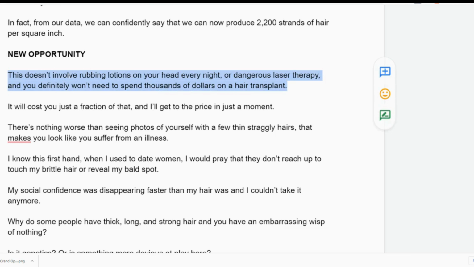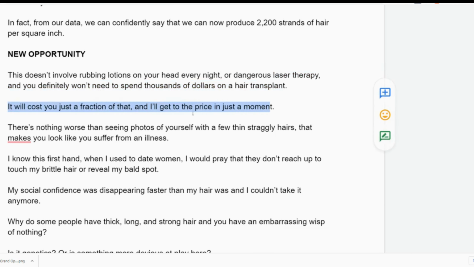So it doesn't involve rubbing lotions on your head every night, dangerous laser therapy, and you definitely won't need to spend thousands of dollars on a hair transplant. So these are all the things they don't want. We're saying it's not that, it's not that, it's not that. It will cost you a fraction of that. And then I've suggested a price in the moment.